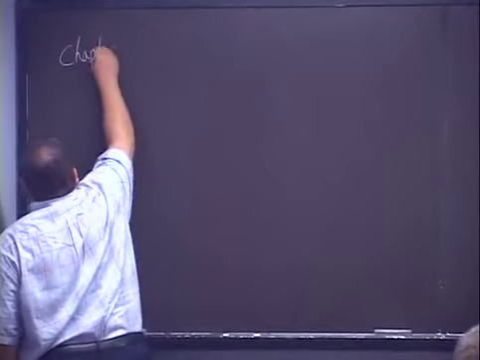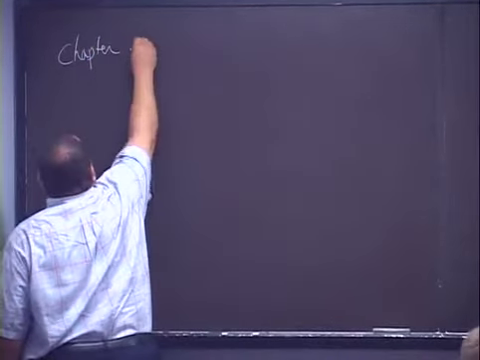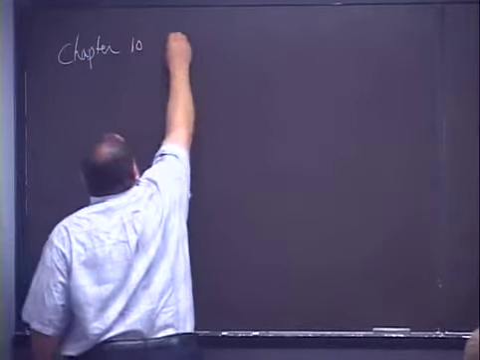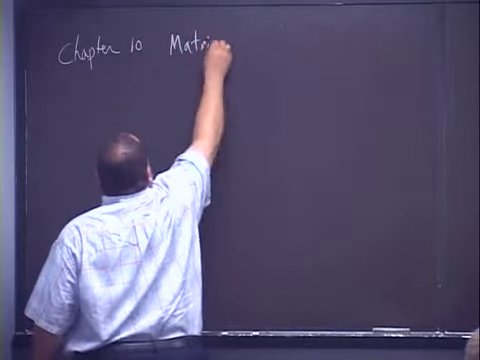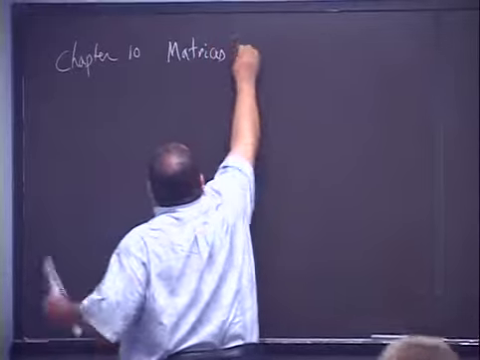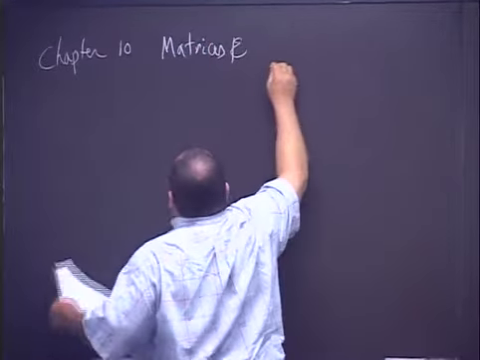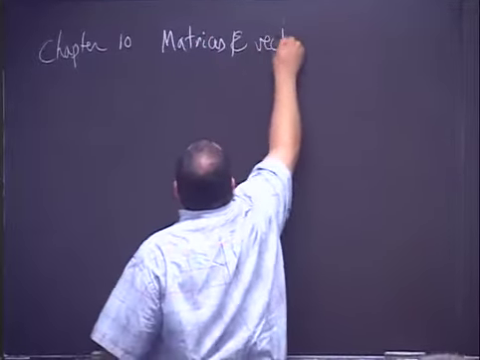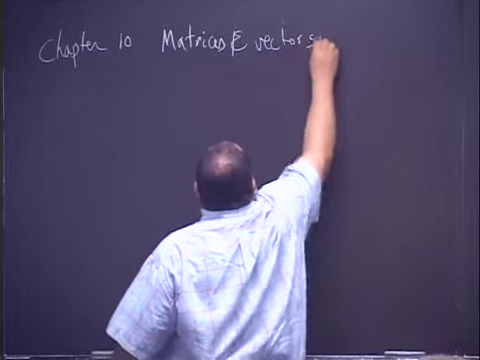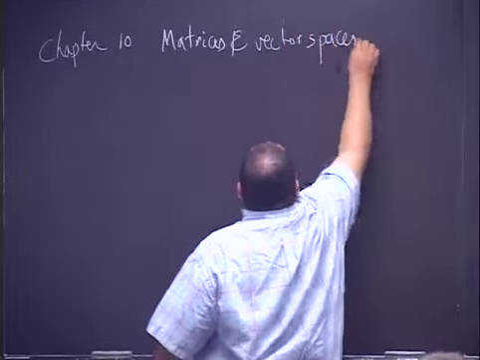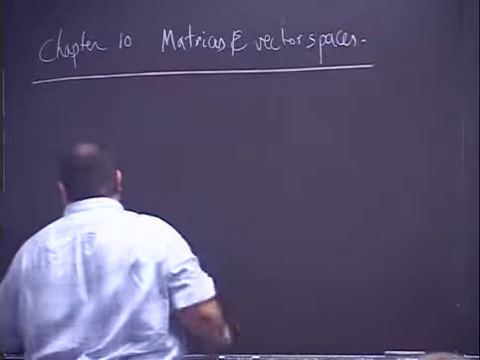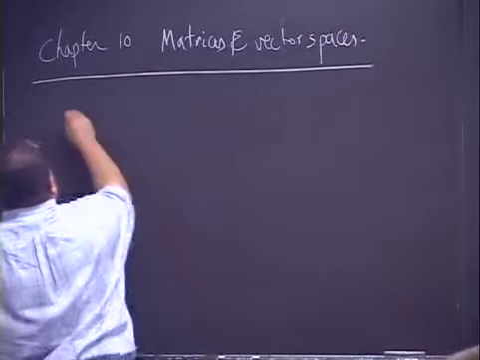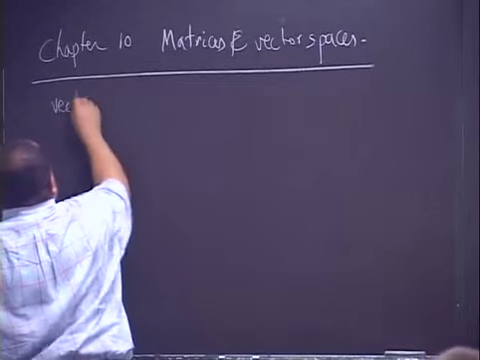So this is chapter 10, matrices and vector spaces. So we will define what we mean by a vector space.